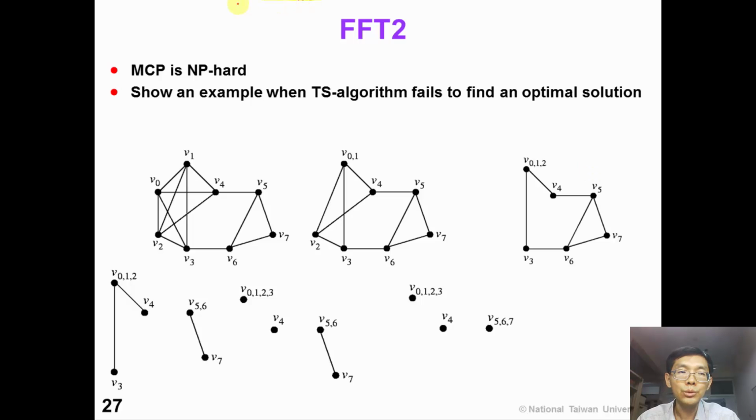FFT number 2. We all know that minimum clique partition is NP-hard problem. Please show an example when Tseng and Siewiorek algorithm failed to find an optimal solution.